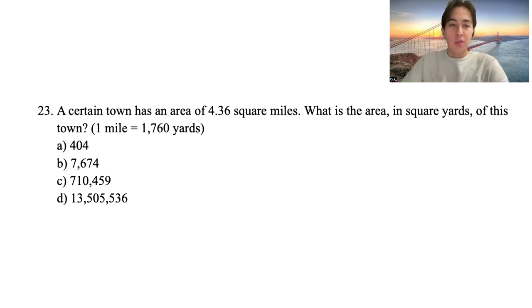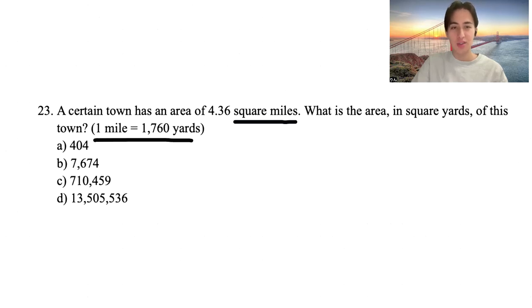A certain town has an area of 4.36 square miles. What is the area in square yards of this town, knowing 1 mile is equal to 1760 yards? Okay, so what they provide us is 4.36 square miles. That is not the same as a regular mile. So what we first have to do is convert this conversion into square miles.